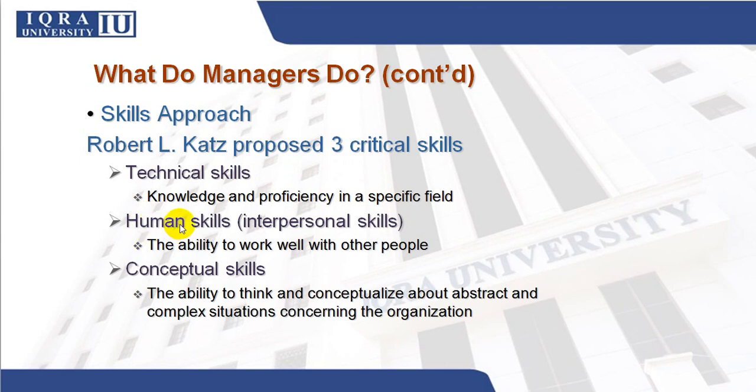Then we are talking about human skills. Human skills means interpersonal skills, the ability to work well with other people, the coordination, the communication, the human orientation of these skills, how you have to communicate with a person and how you have to perform in a team. So these are the human skills that are required in being a manager. And the third one is the conceptual skills.